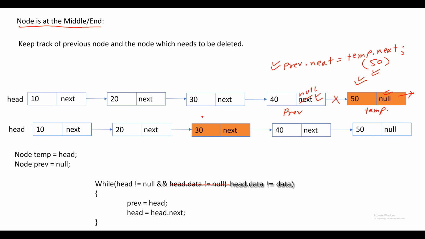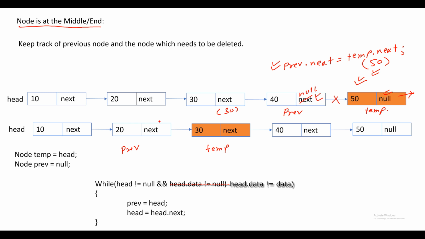So just assume that we are given the data as 30, which means we have to delete this node. In this case, just assume that this is your temp node and this is your previous node. So how can we do that?